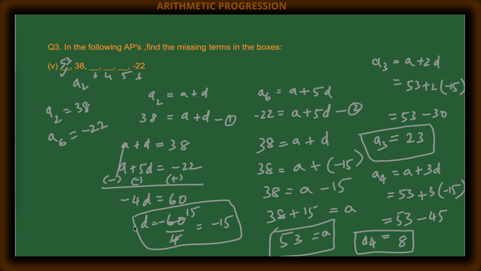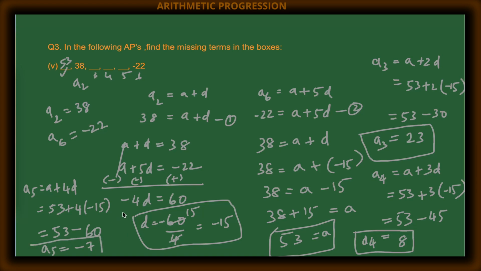So let's find the A5 here. A5 is equal to A plus 4D. What is A? A is given as, where is it? 53 plus 4. D is given as minus 15. Okay, 53 minus 60. Sorry, what did I do here? Minus 4 times 15, for the 60. So minus 7. A5 is equal to minus 7. Check it out.